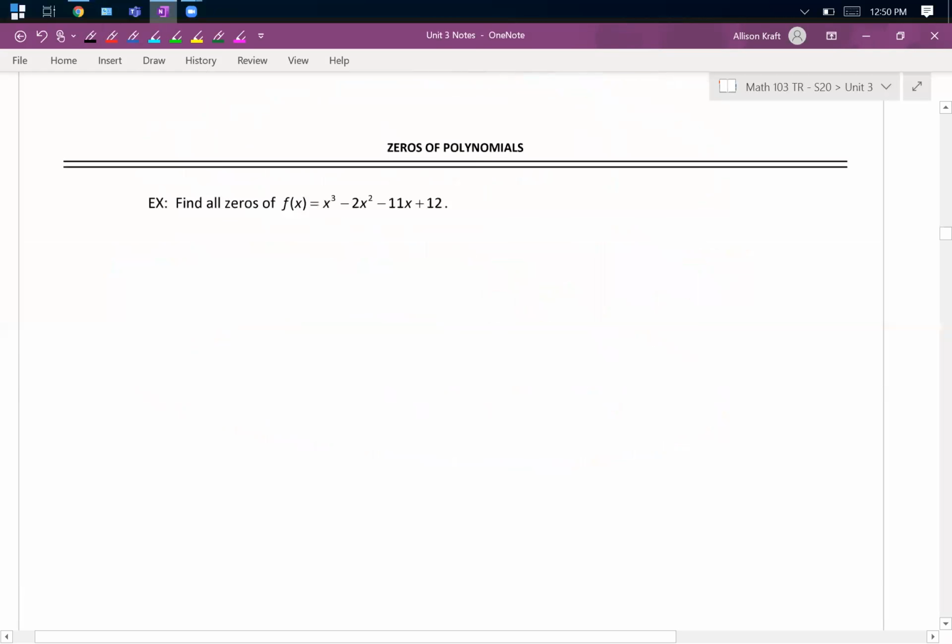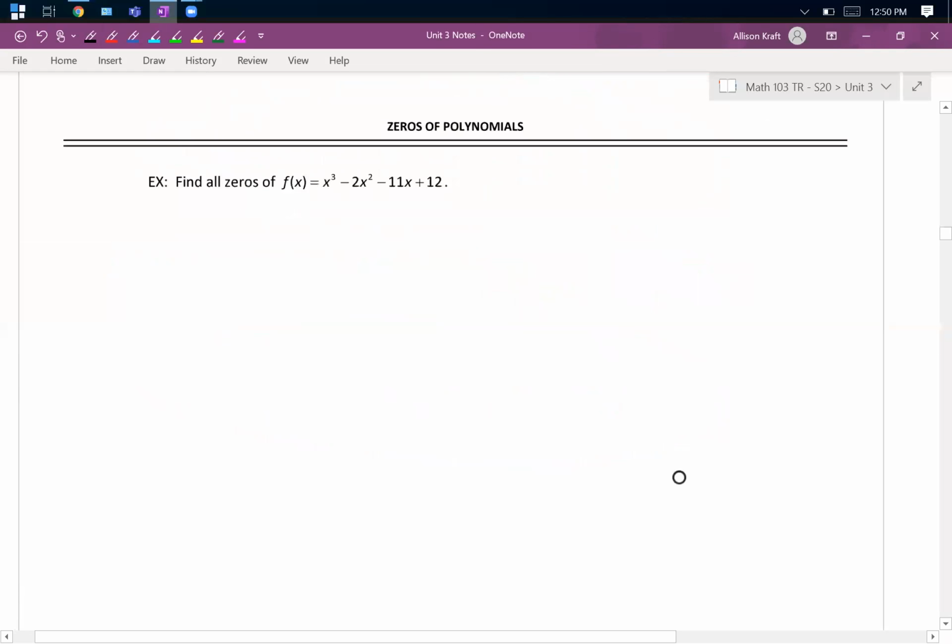All right. So in the next one, I'm asking you to find all of the zeros of this polynomial. We want to start by creating our list of possible rational zeros, and then we're going to have to use synthetic division over and over and over again to test and see which ones work.